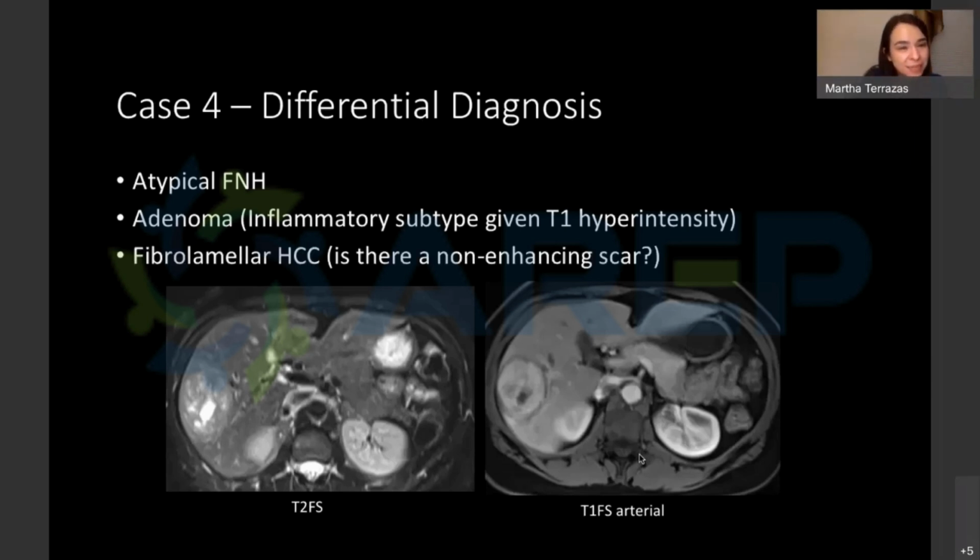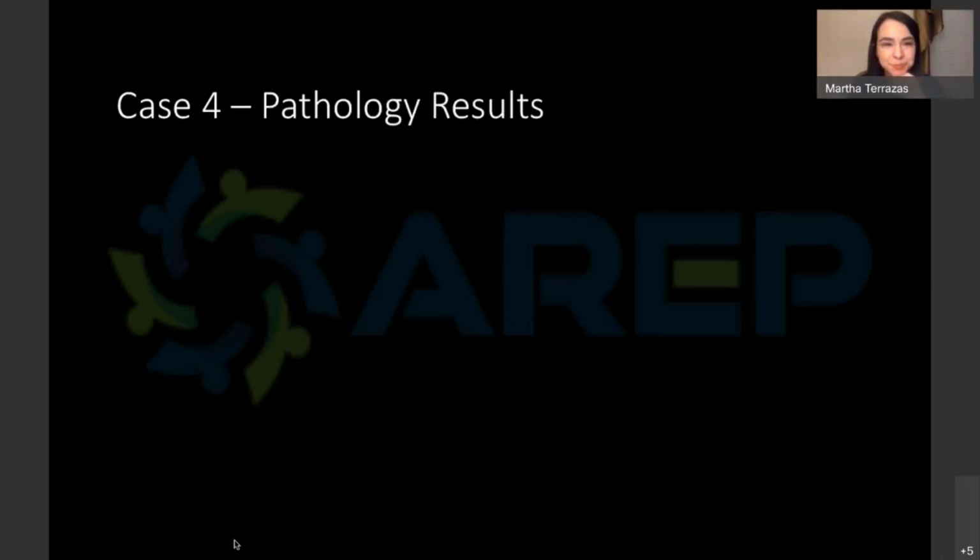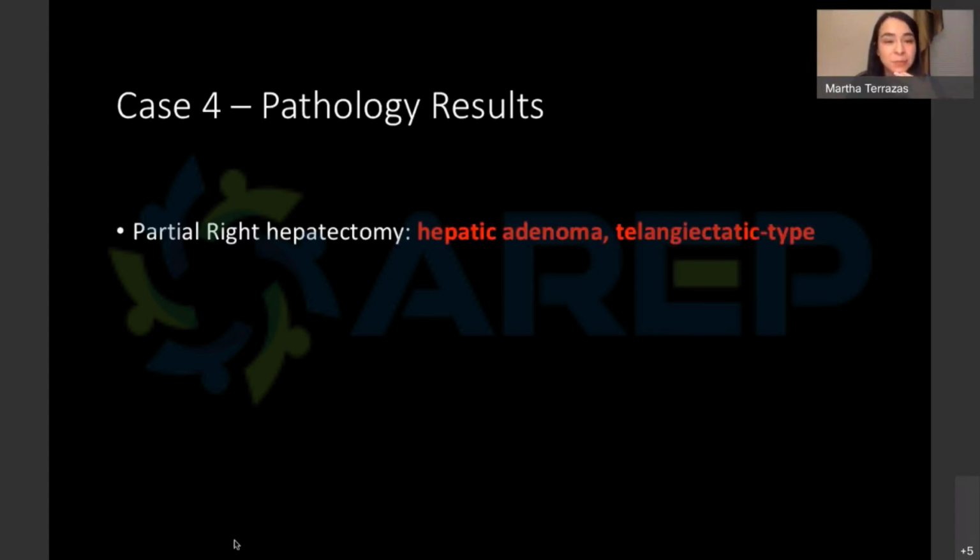And then could we be dealing with a fibrolamellar HCC? Because we did have that central non-enhancing area, that very bright T2 hyperintense non-enhancing area. Could this be a non-enhancing scar? So that was in the back of our minds. So they biopsied it because, I mean, we didn't know what it was. And they actually did a partial right hepatectomy, and it came back as a hepatic adenoma, telangiectatic type. I have trouble saying that one. And I had never heard of this.